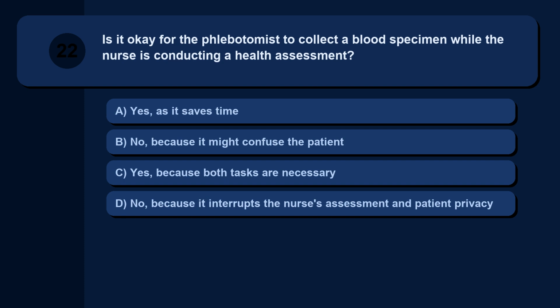Question 22. Is it okay for the phlebotomist to collect a blood specimen while the nurse is conducting a health assessment? Yes, as it saves time. No, because it might confuse the patient. Yes, because both tasks are necessary. No, because it interrupts the nurse's assessment and patient privacy. Proper communication and focus are necessary during patient assessment. Collecting a specimen simultaneously may disrupt the nurse's assessment and make the patient feel overwhelmed or uncomfortable.